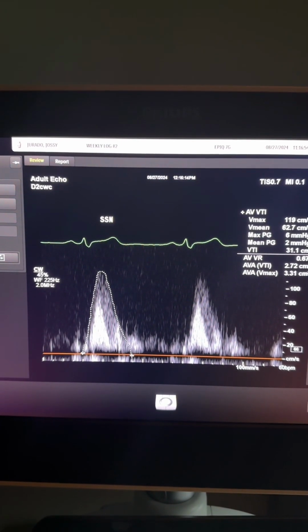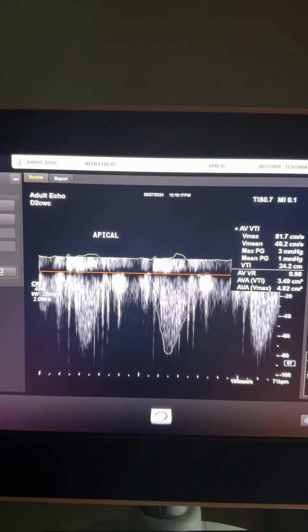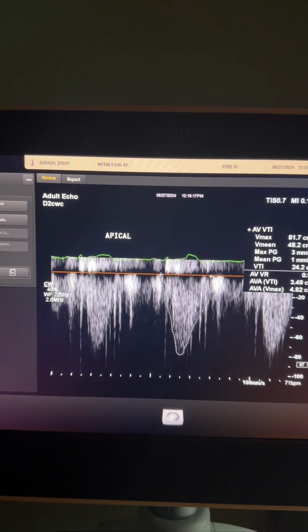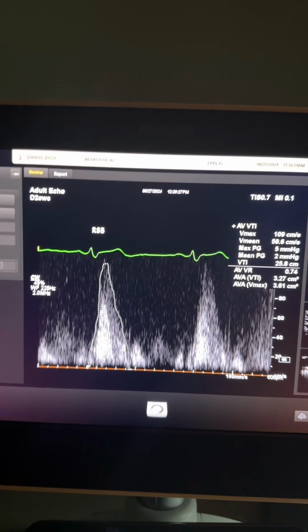I did my suprasternal notch, PEDOF, apical PEDOF, and right sternal border PEDOF.